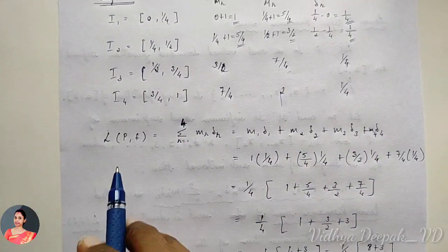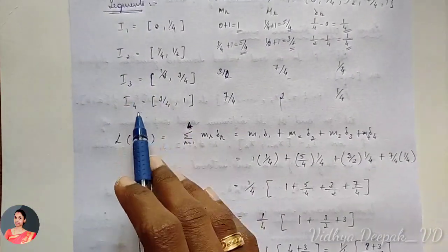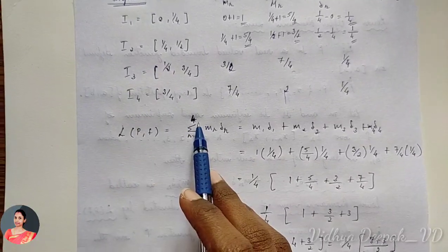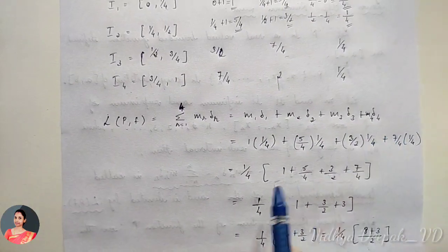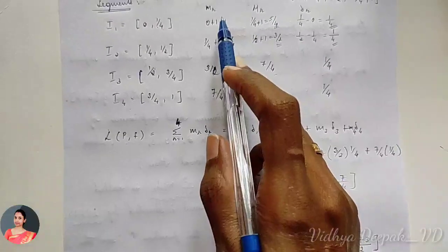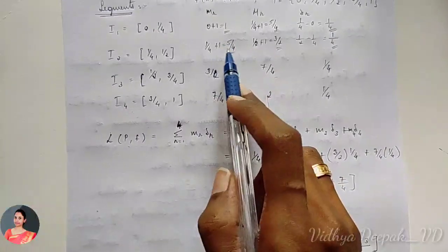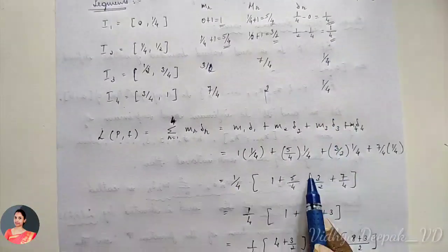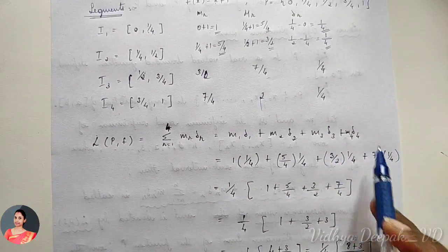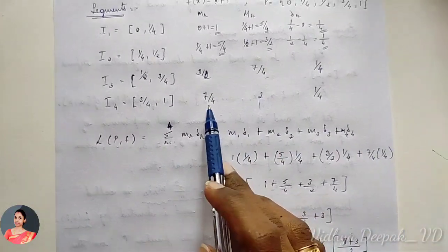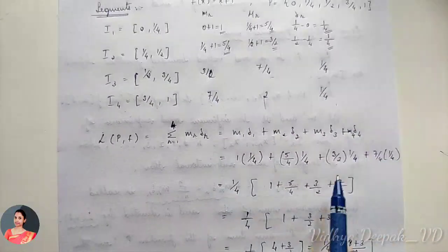And to find the lower Riemann sum, the formula is sigma r is equal to 1 to n. What is n here? 1, 2, 3, 4 are the intervals we are having. That means n will be 4. MR delta R is equal to M1 delta 1 plus M2 delta 2 plus M3 delta 3 plus M4 delta 4. That is nothing but M1 value is 1 into delta 1 which is 1 by 4 in the first case. M2 is 5 by 4 into 1 by 4 plus M3 is 3 by 2 into 1 by 4. Again 7 by 4 into 1 by 4. So these are the M1 delta 1, M2 delta 2, M3 delta 3, M4 delta 4 values.